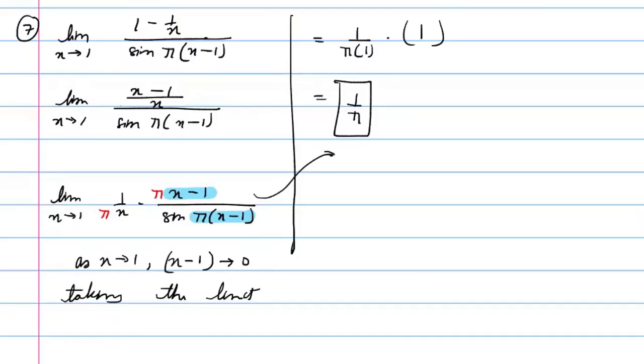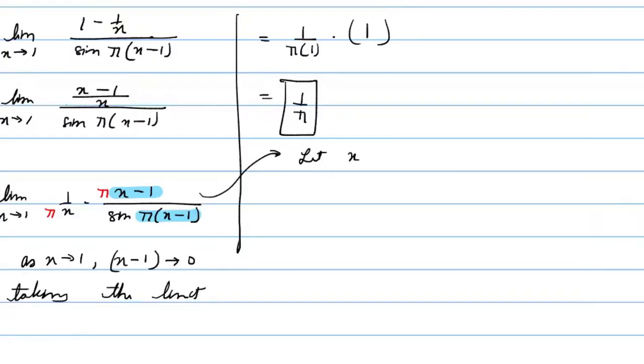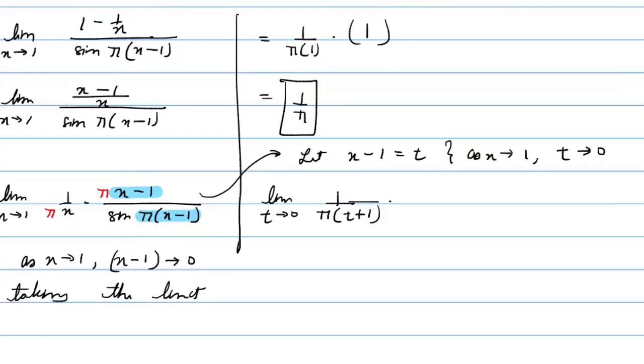The other way is, from this point, let x minus 1 equal to t, and then as x tends to 1, t tends to 0, and you change your limit to t tends to 0. This will be pi t plus 1, and here you will have pi t and sine of pi t. This answer, sorry.